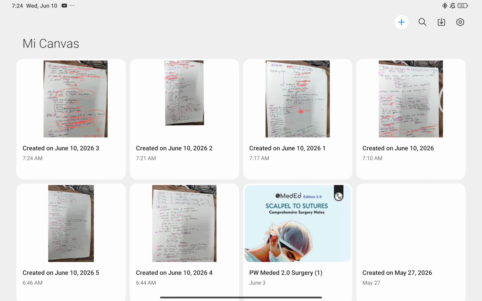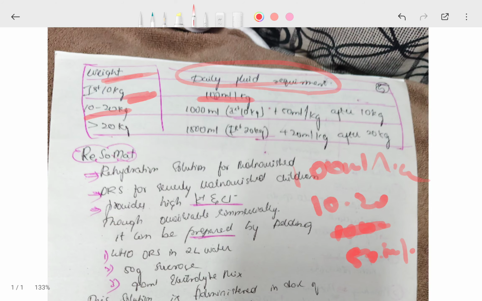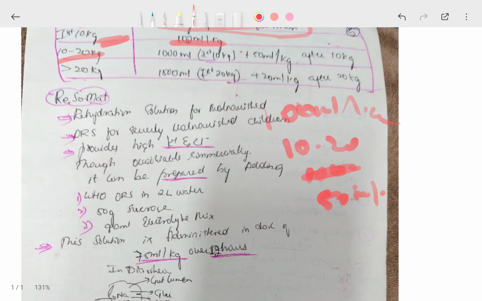Now we'll move on to the Holliday-Segar formula. According to the weight, you are calculating the dose of daily fluid requirement for the child. For the first 10 kgs, you will be giving 100 ml per kg, whereas for the next 10 kgs, that is 10 to 20 kgs, you will be giving an additional 50 ml per kg. I will teach you how to calculate with an example. For more than 20 kgs, you will be giving 20 ml per kg.